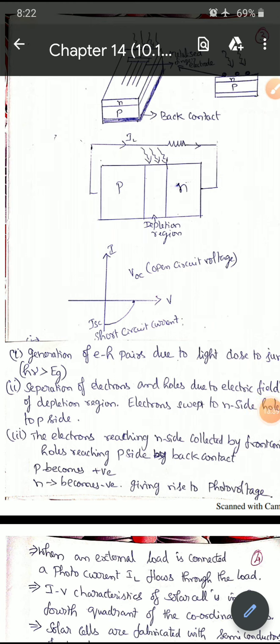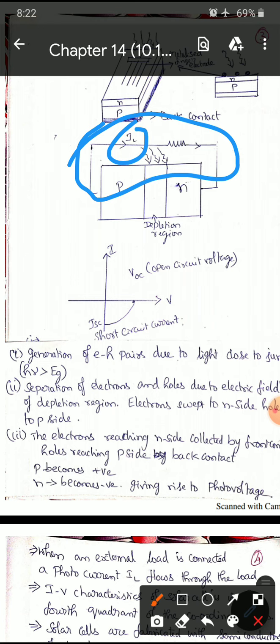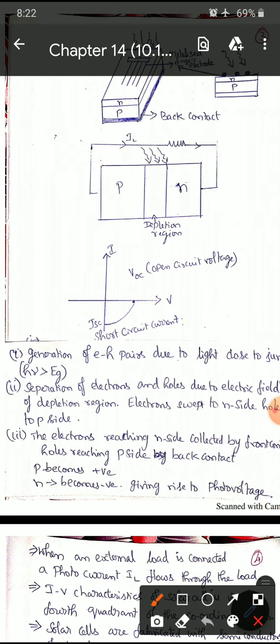So when an external load is connected, as shown in the diagram, a photocurrent of IL flows through the load. The IV characteristics of a solar cell, we have drawn the IV characteristics. So what will happen? The solar cell is in the fourth quadrant of the coordinate axis.